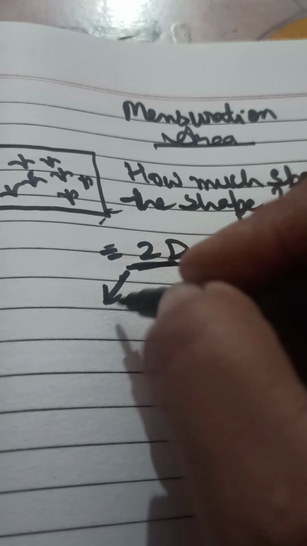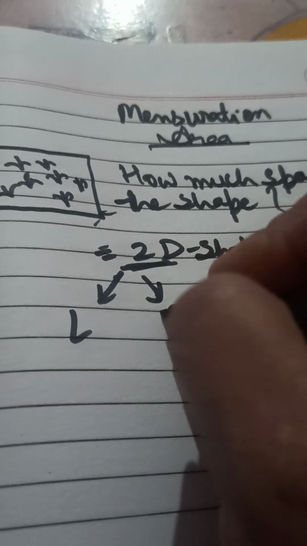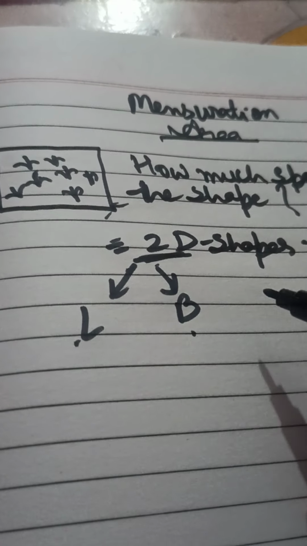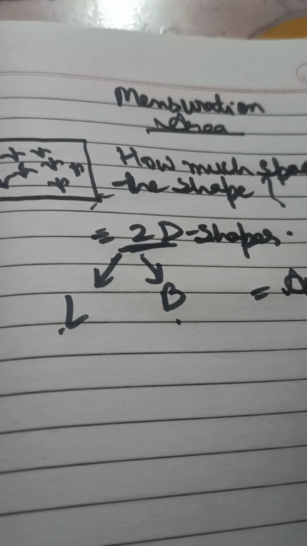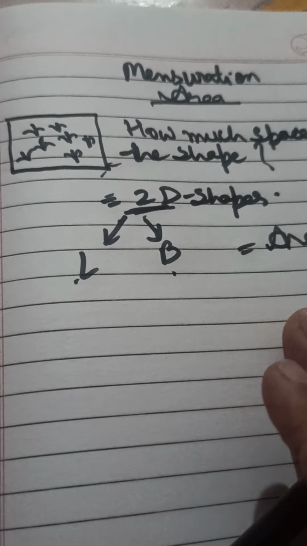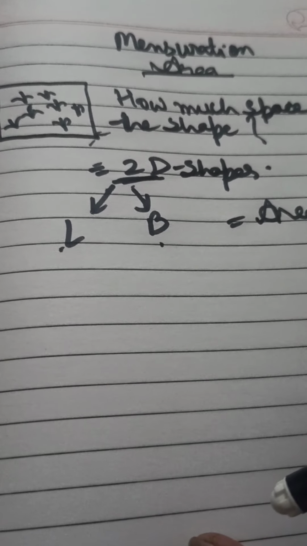2D shape means 2 dimensions, length and breadth. For length and breadth we are finding area. For a 3D shape we are not finding area. Is it clear? Now for area we want a unit.